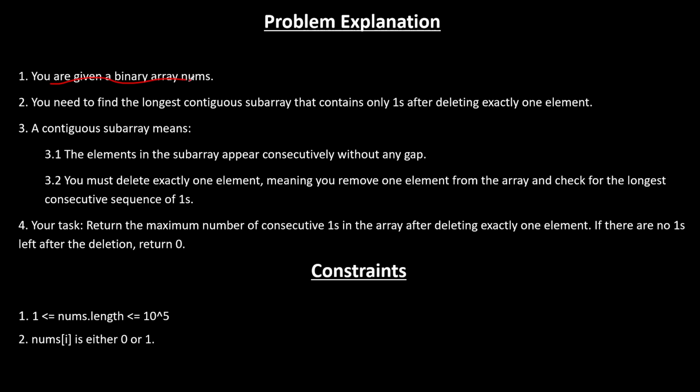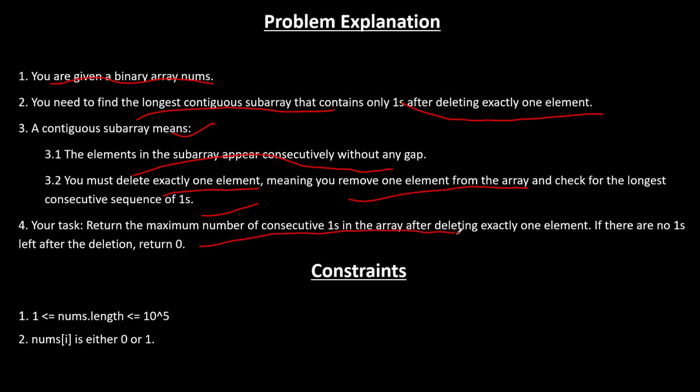So you are given a binary array nums and you need to find the longest contiguous subarray that contains ones after deleting exactly one element. So you have to basically delete one element from the array to get the longest subarray of it. Fine. And it has to be contiguous. What does contiguous mean? The elements in the subarray appear consecutively without any gap, and you must delete exactly one element, meaning you remove one element from the array and check for the longest subsequence of ones. Fine. And finally, our task is to return the maximum number of consecutive ones in the array after deleting exactly one element. If there are no ones left after deletion, we return 0.